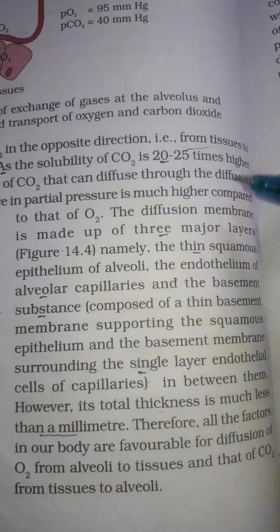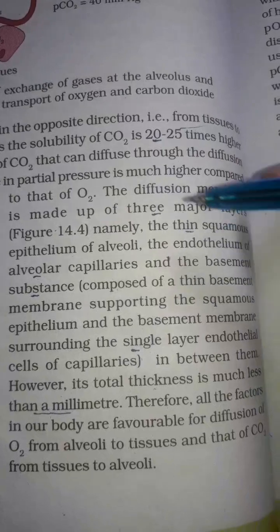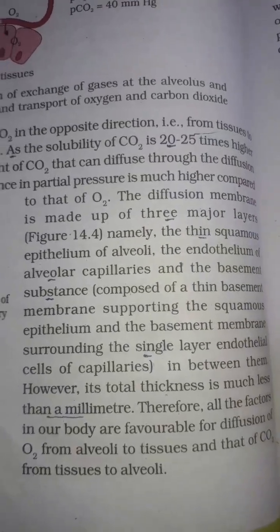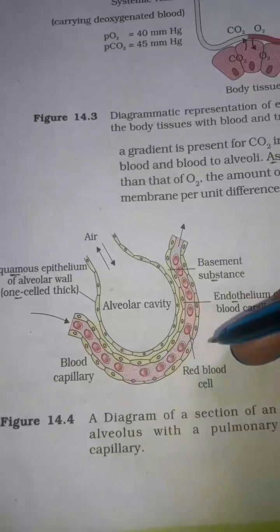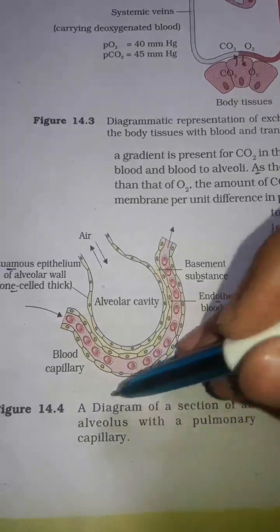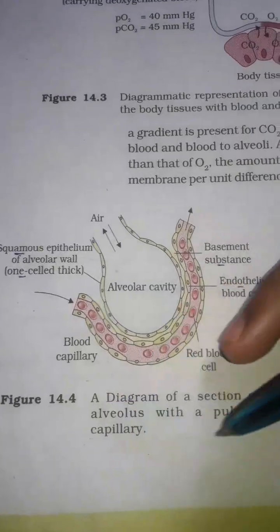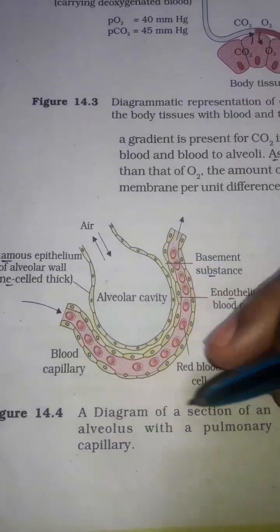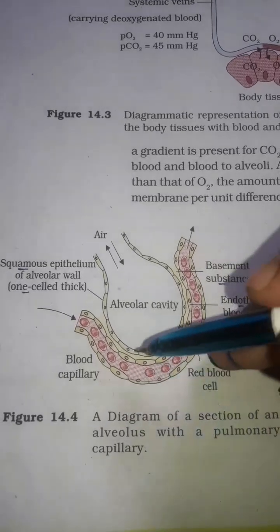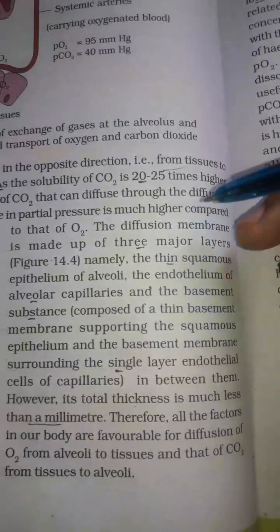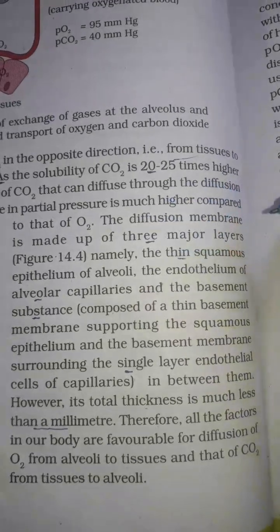So in human respiration, the diffusion membrane is made up of three major layers. This is the diagram of a section of an alveolus with a pulmonary capillary. This one is the pulmonary capillary, and it is a blood capillary. And the diffusion membrane is made up of three major layers.